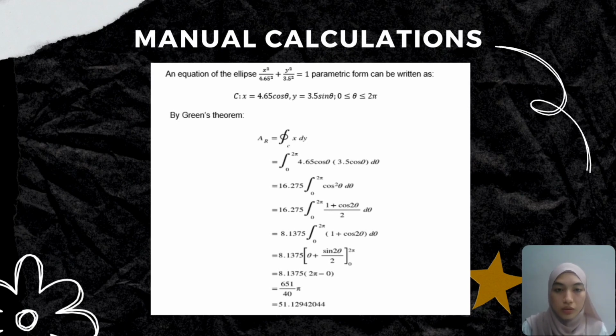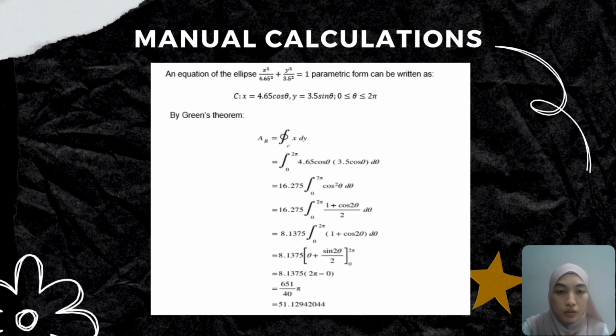Then we substitute into the integral with limit 0 to 2 pi. 4.65 cos theta comes from x, while 3.5 cos theta comes from differentiating y. And then we put the 4.65 multiplied by 3.5 outside. So we get 16.275 times the integral of cos squared theta d theta.